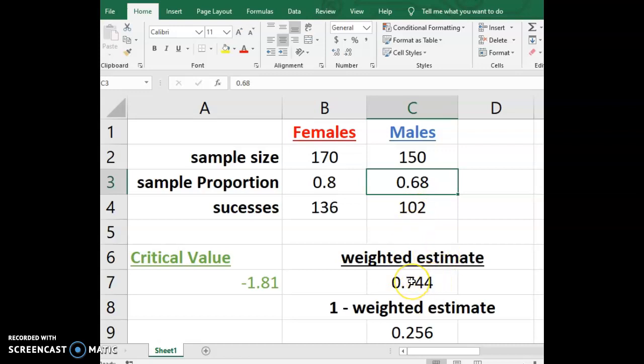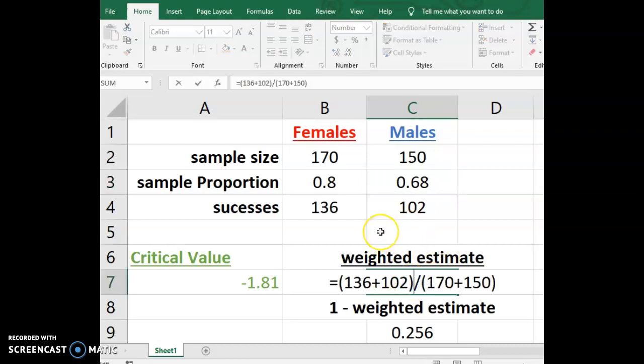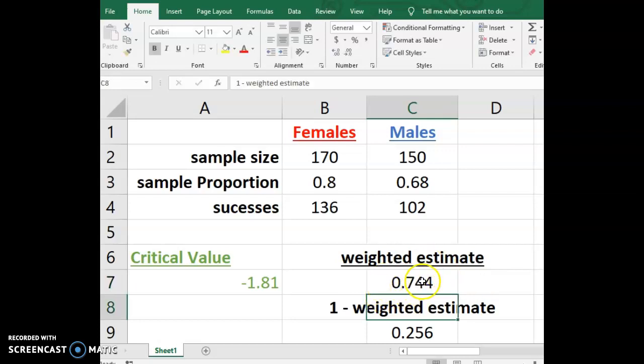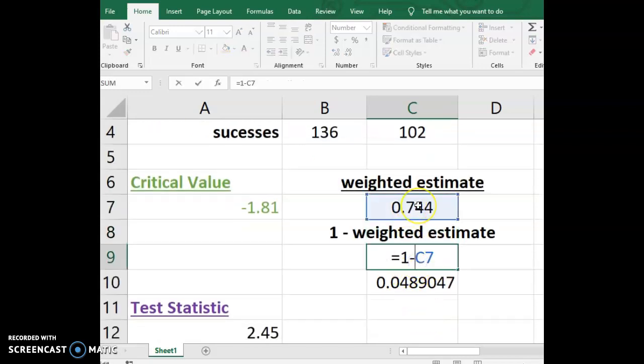So this weighted estimate, the p-bar that's going on the bottom of our calculation here, we're basically combining all these samples together. So pretend our sample size now is those two numbers added together. That's our total sample size here. And the number of successes is those two values added together. So what proportion of this combined sample, if we would throw both our samples together, what proportion of that is going to college? And it comes out to 0.744. 1 minus that value, we need to use that in our calculation, so I did that here.